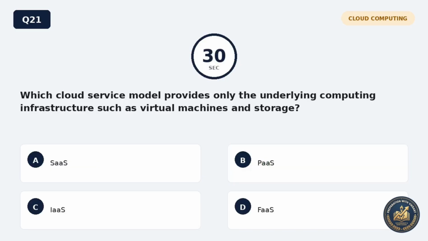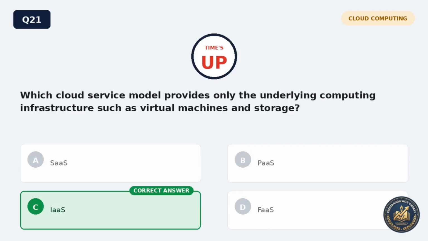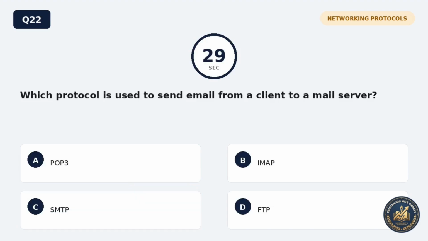Moving to next question. Which cloud service model provides only the underlying computing infrastructure such as virtual machines and storage? The option is SaaS, option B is PaaS, option C is IaaS, option D is FaaS. So the correct option is IaaS.